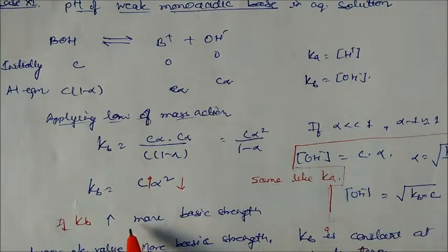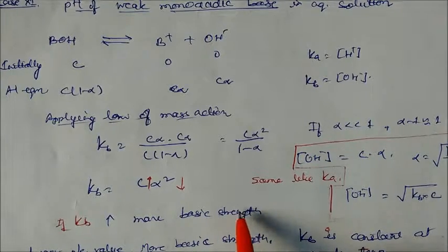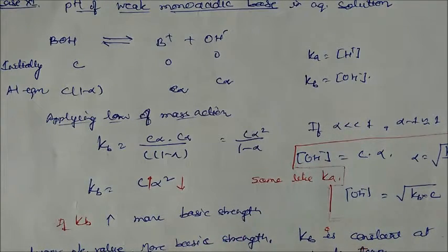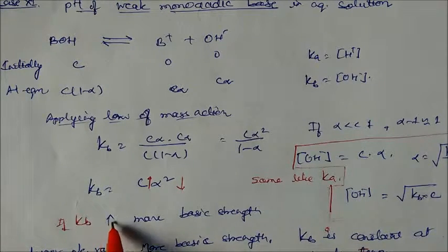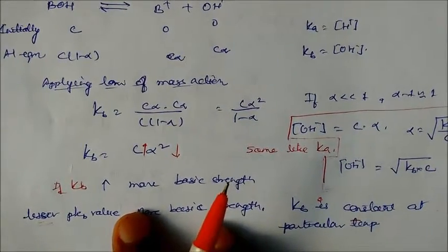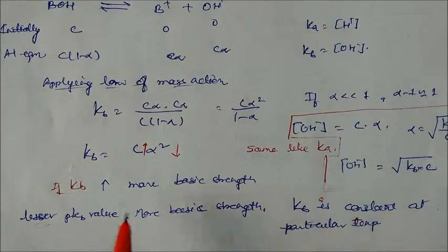If Kb increases, this means more basic strength. If Kb is written in terms of pK value, if the pKb value is decreasing, then again basic strength increases. It means more Kb, less pK value. In both cases basic strength is more, and again Kb is constant at a particular temperature. So just like the Ka value, you just keep in mind these 3 points.